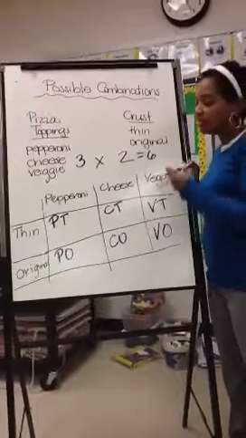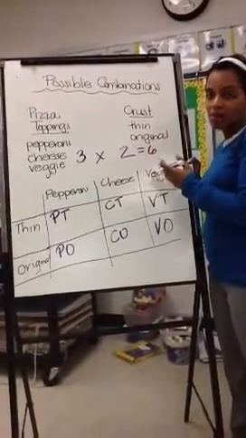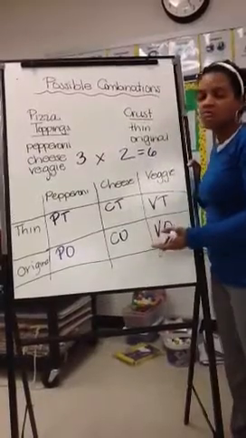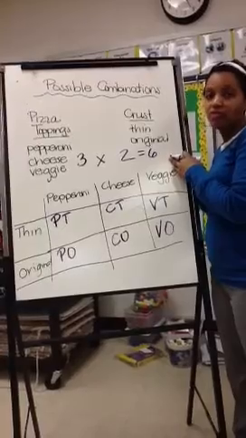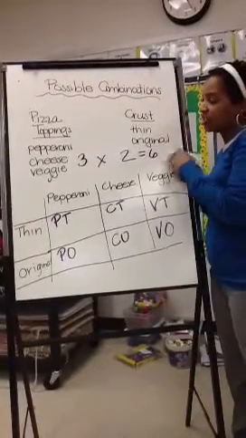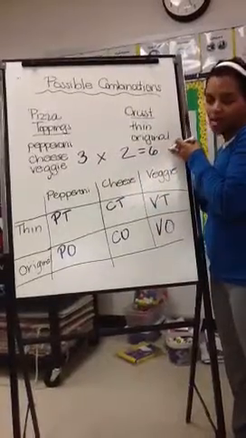So hopefully this strategy will help you to give you an idea of how to come up with the possible combinations, put it in an organized list, like a chart, and also make sure that you have the correct amount of combinations by simply multiplying one category, the amount of one category, by the other category.